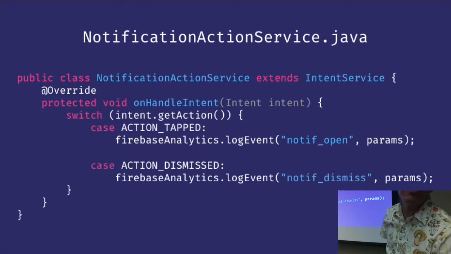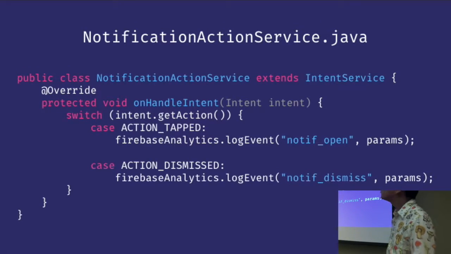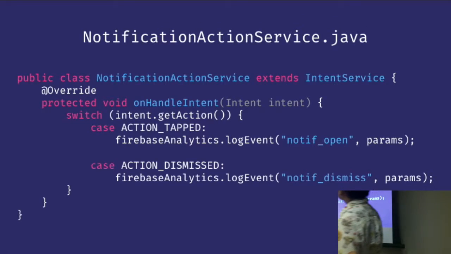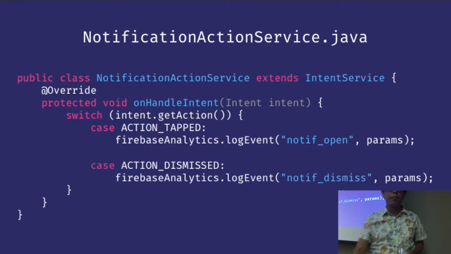So here's the skeleton outline of notification action service. When that's woken up, onHandleIntent is called, and you just switch on the action to say, if it's tapped, we're going to log the event that the notification was opened. Otherwise, if it was dismissed, it's dismissed. In here, again, there would be intent extras if you've declared them to say this is the item ID, and you would pass them in the params of the analytics.